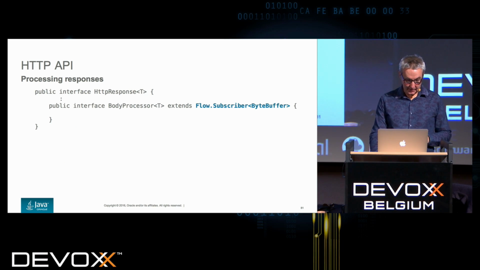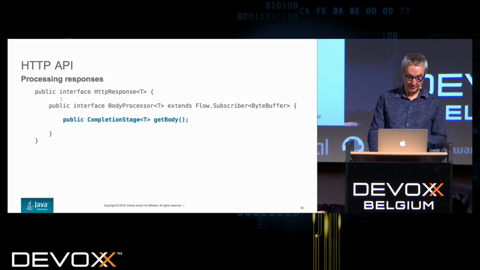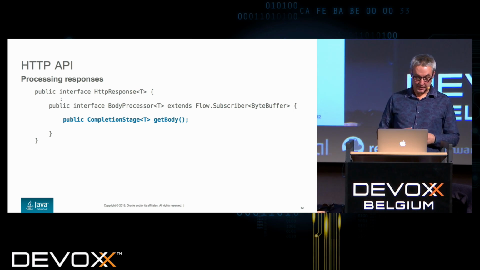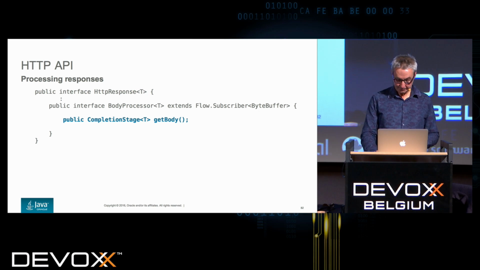So the response body processor type extends Flow.Subscriber of ByteBuffer, and it defines one additional method called getBody. This returns a CompletionStage of type T. So the implementation needs to accumulate the data and do whatever needs to be done to create the T object, whatever the T type is for this processor. That method is the one that needs to know how to create it from the incoming data.